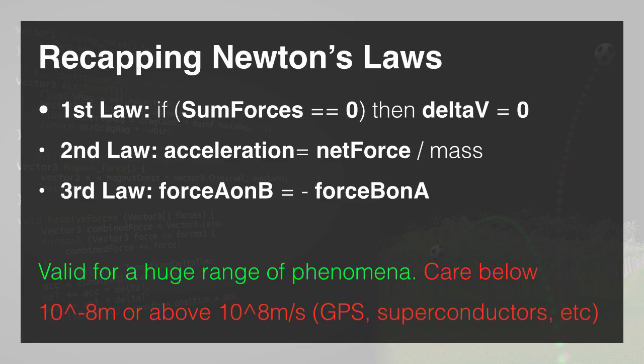In pseudocode, the first law says that if the sum of the forces is 0, then the delta v, the change in velocity, is 0. Now, the things that are vectors are in bold. The sum of the forces is 0, and the zeros are 0 vectors, as with the delta v. Okay, second law. The acceleration vector is the net force vector divided by the mass of the object. So acceleration is force over mass, or if you rearrange, then force equals mass times acceleration. That's a rewrite of F equals ma.